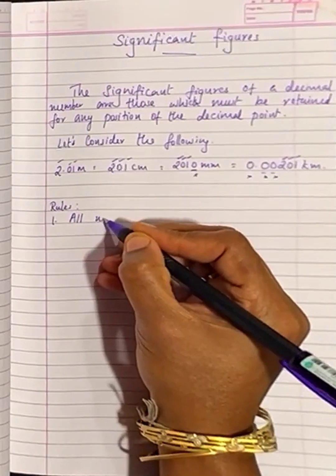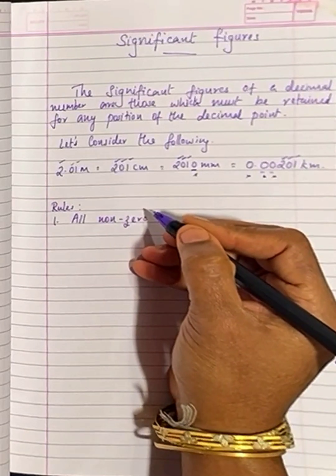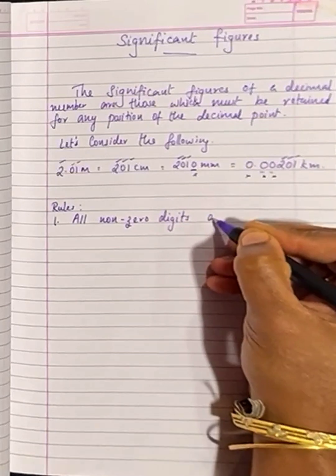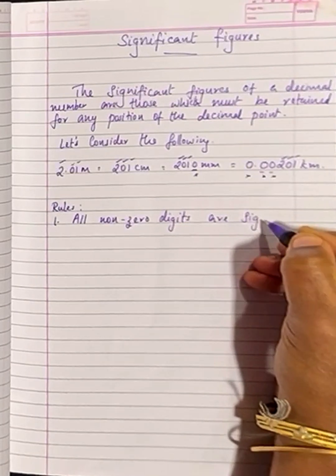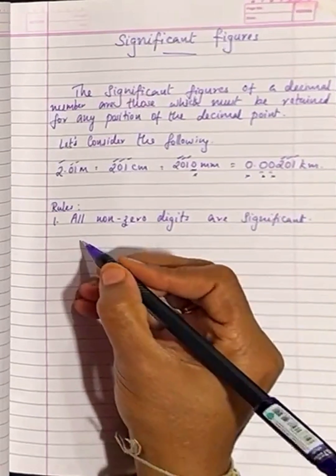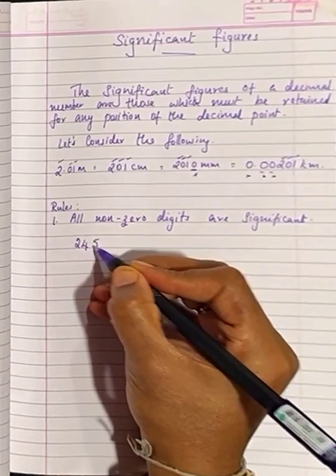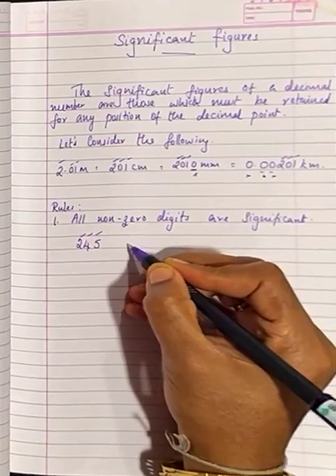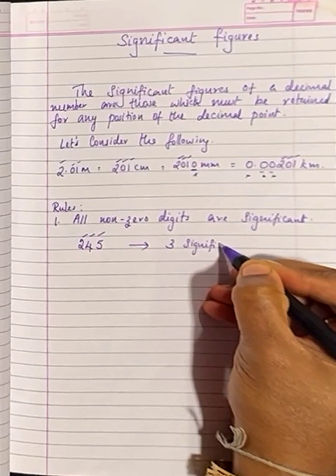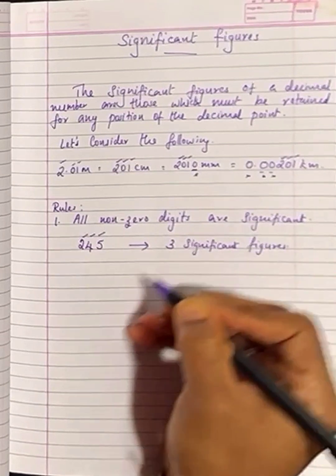Now we'll see some rules. All the non-zero digits are significant. So in a number, all the non-zero digits are taken for significant counting. We'll see one example: 245. So there are 3 significant figures. In a number with no zeros, all the digits are counted.